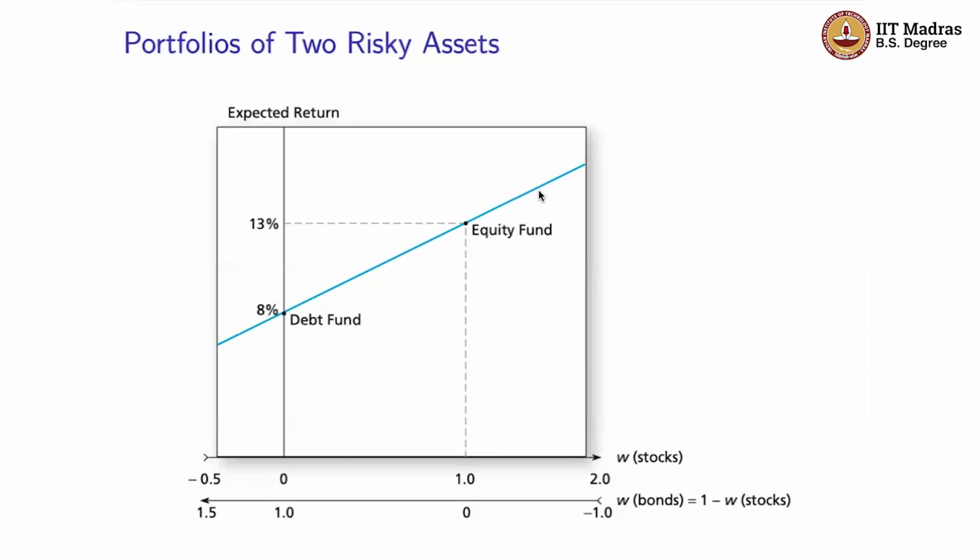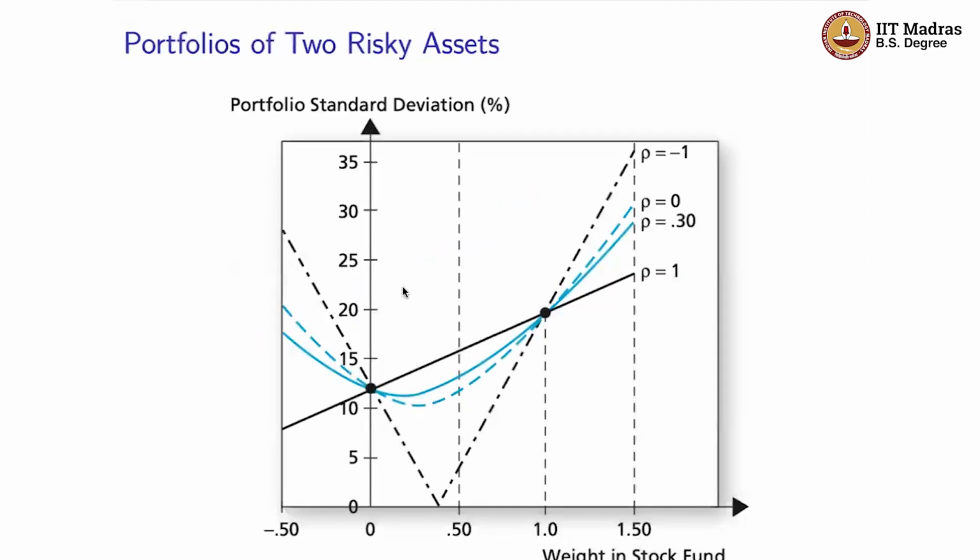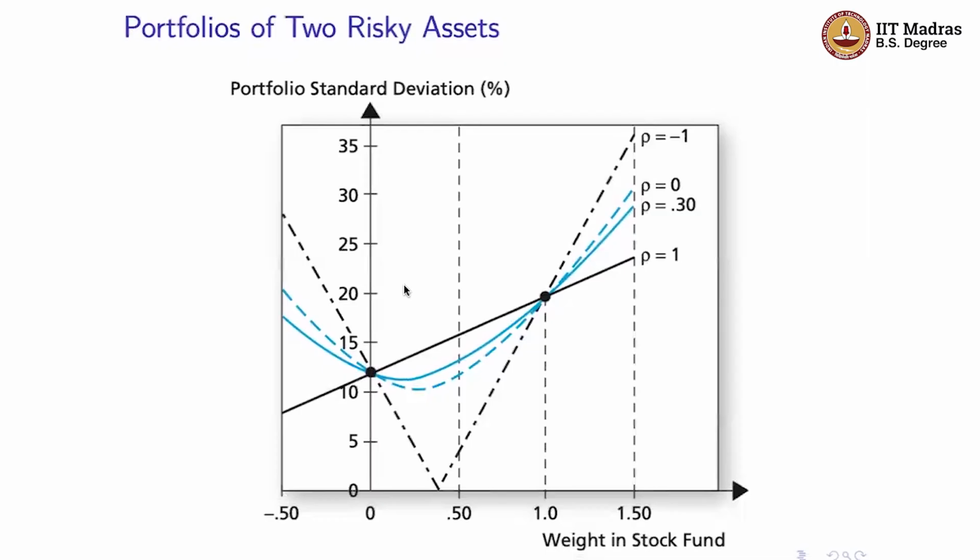Of course, none of this comes for free. And as you are changing the weights, you are also changing the standard deviation, right? So this is a diagram which looks pretty complicated, but let's go through it step by step. So what do we have? On the y-axis, we have got the portfolio standard deviation. And on the x-axis, we have got the weight that we are giving to this equity or the stock fund in our portfolio. So what are we doing? We are seeing that as the weights are changing, what is happening to the portfolio standard deviation.